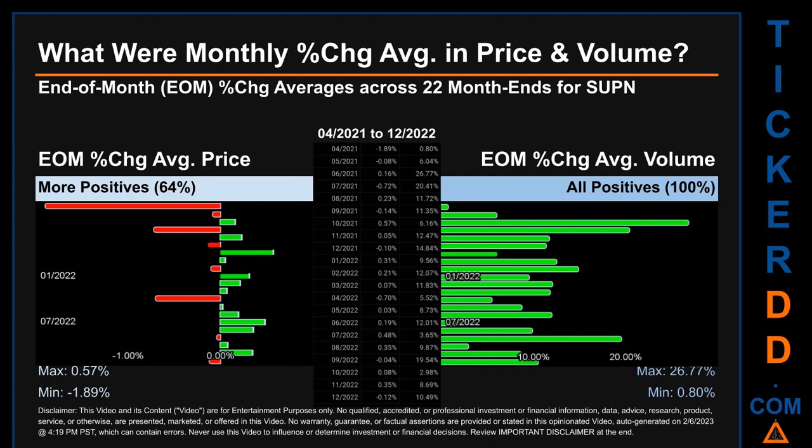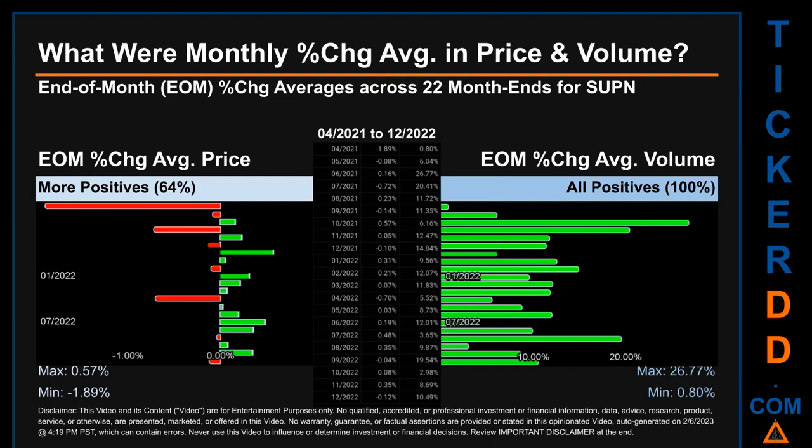What were end-of-month percentage change averages in price and volume for SUPN? The monthly average of percentage change in price and in volume were calculated for each of the 22 month ends. That calculation took daily percentage changes and averaged them for each given month. If a month end came out negative, then it means that the month summarily saw a negative change.